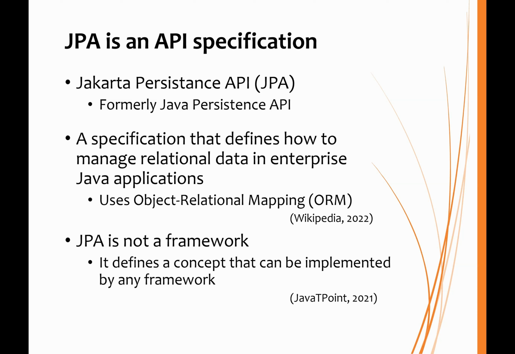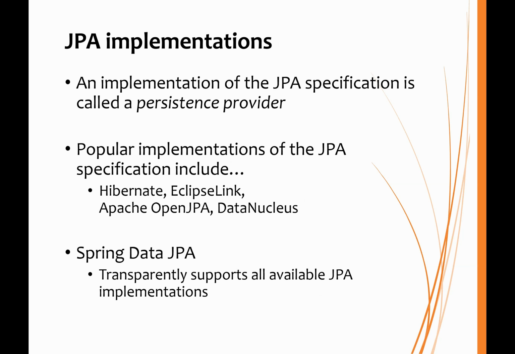And that means that it doesn't actually do anything, it just defines what implementations must do if they are going to implement JPA. If we want to use JPA, we will need to obtain an implementation of that specification. And an implementation of JPA is called a persistence provider, because it will provide functionality to store or persist data in a database and then retrieve it and create domain objects from that data, as we discussed in the previous video. There are quite a few implementations of the JPA specification, and some of the popular ones include those that you can see on screen.